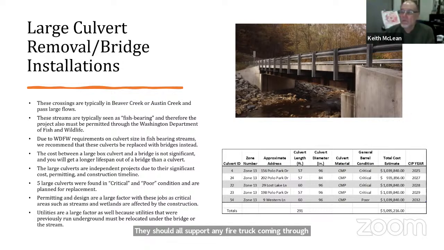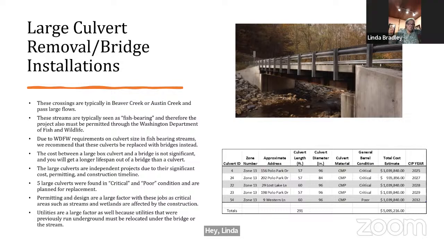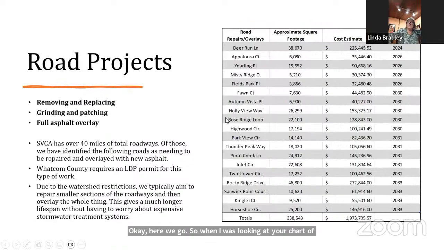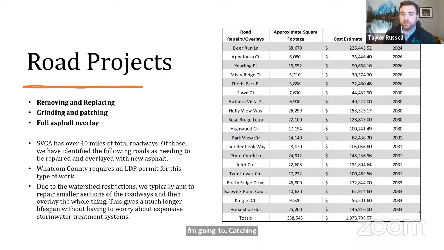Okay, Linda? Okay, here we go. When I was looking at your chart of road repairs, it doesn't say what level they need. Is it all overlay or is it less? I know price wise, I can tell by the price of some of them that they must be overlay, but it doesn't say which are just patching. Yeah, all of these are planned for overlay right here. That's what I used for the cost estimate.